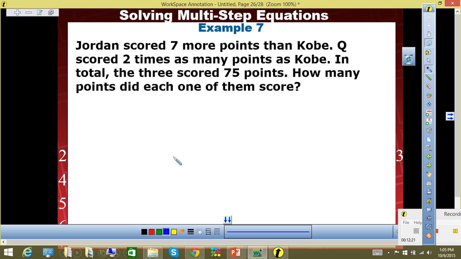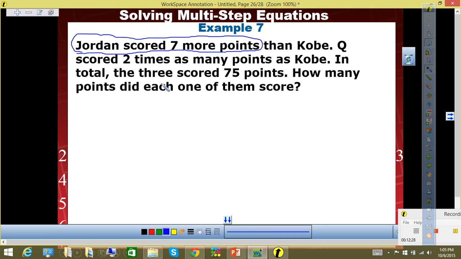The first thing it says is Jordan scored 7 more points. Okay, so they give us Jordan. Does it say that Kobe scored anything? No. Who scored next? Q. So then we're going to circle where it says 2 times as many. So circle 2 times, scored 2 times as many. Who? Q. So I circle Q. All right.